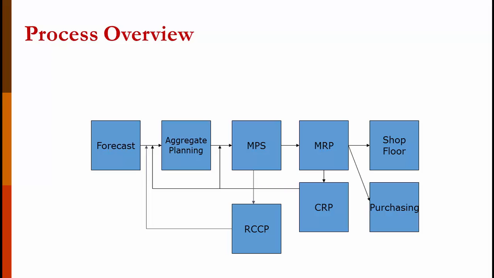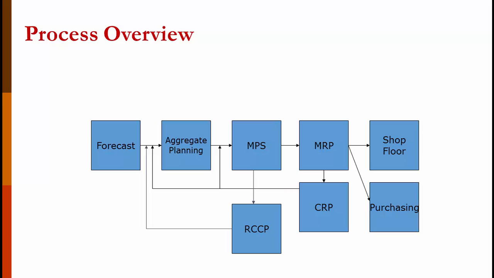On the screen, you see an overview of many of the topics in operations management. This diagram shows how they relate to one another. The forecast drives the aggregate planning process. The result of aggregate planning is the master production schedule. Key workstations are checked for adequate capacity using rough cut capacity planning. If there's not enough capacity, the aggregate plan is changed or the master production schedule is changed.